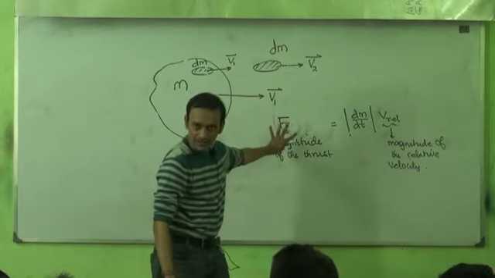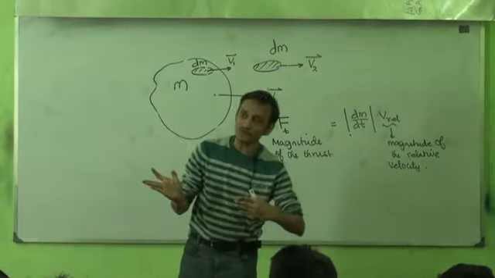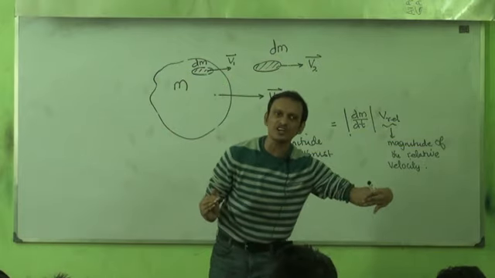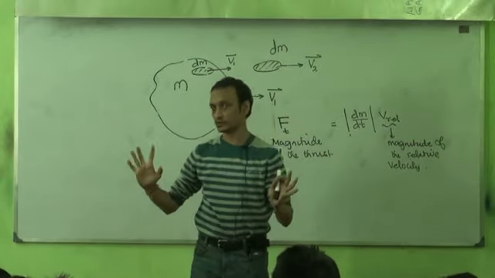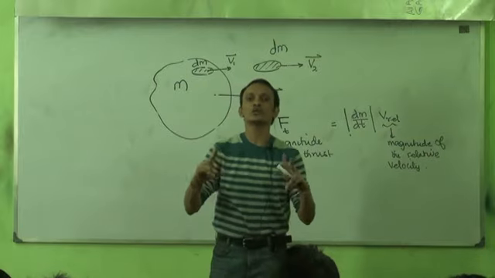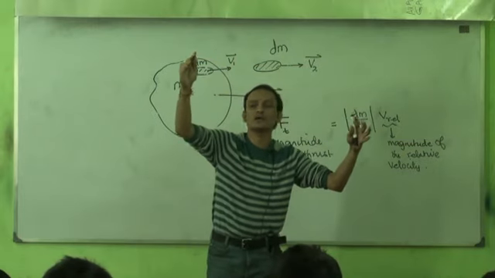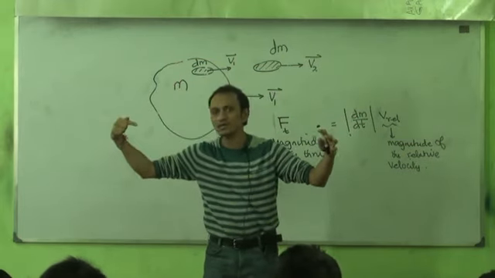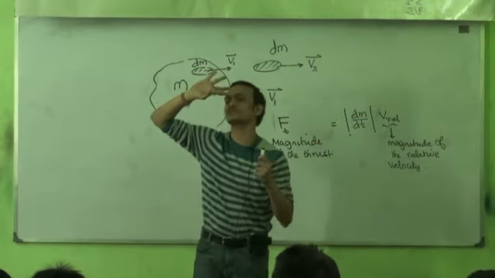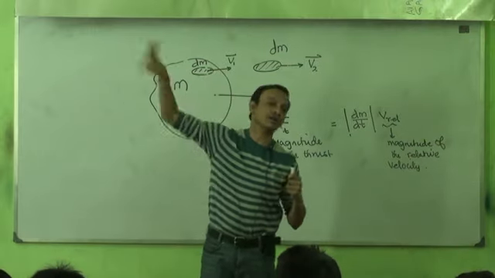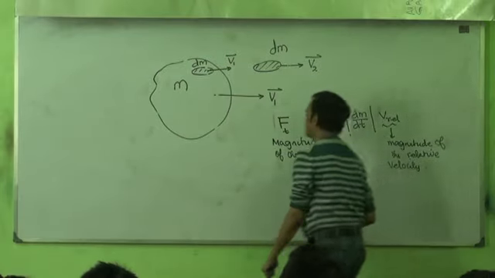So, this is how you determine the magnitude, and then based on whether dm/dt is positive or negative, the direction of this thrust would either be synonymous with the direction of the relative velocity of the mass being expelled or inducted. This is the key thing. So, both magnitude and direction will be in place with the help of these two notions. Clear?